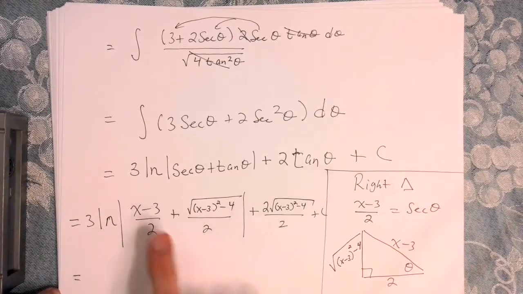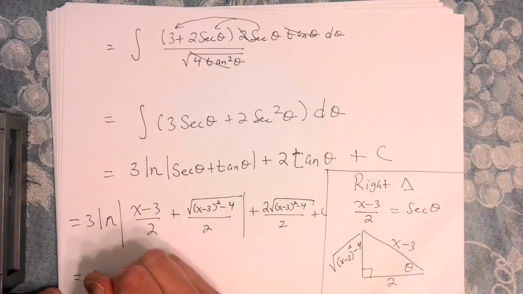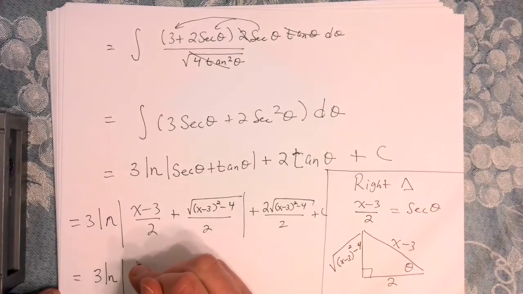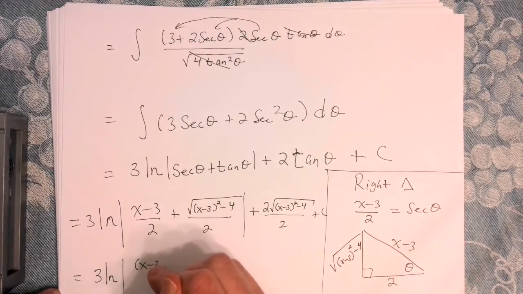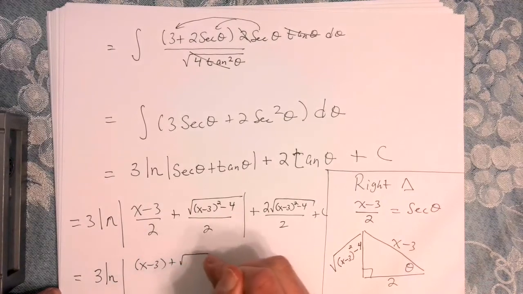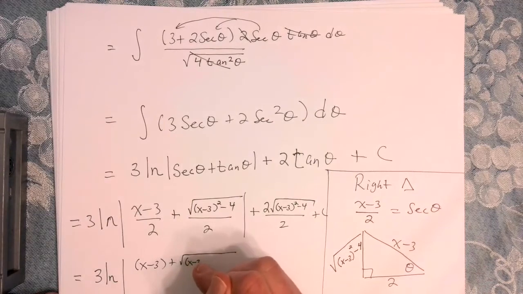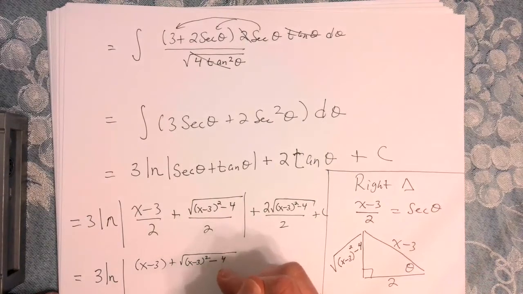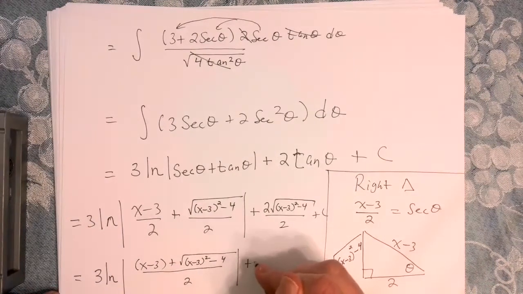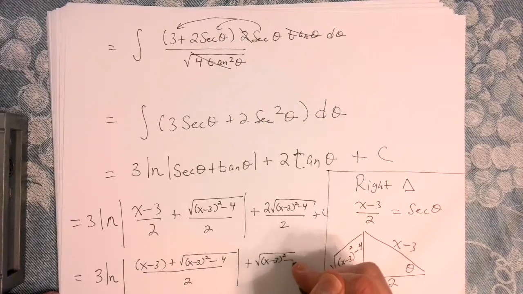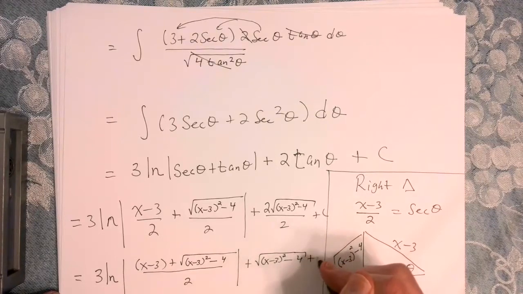So let's write this as a single fraction, and we'll reduce the 2's. So this is 3 ln of x minus 3 plus the square root of x minus 3 quantity squared minus 4, all over 2, plus the square root of x minus 3 quantity squared minus 4, plus c.